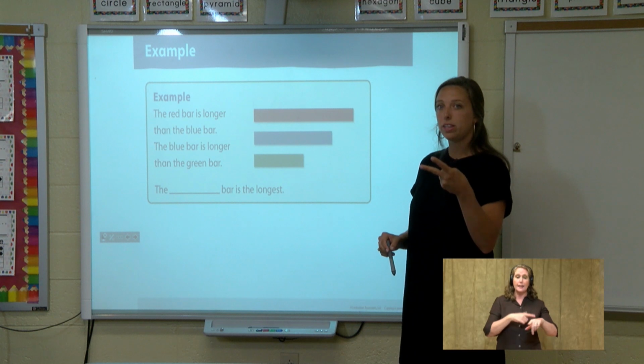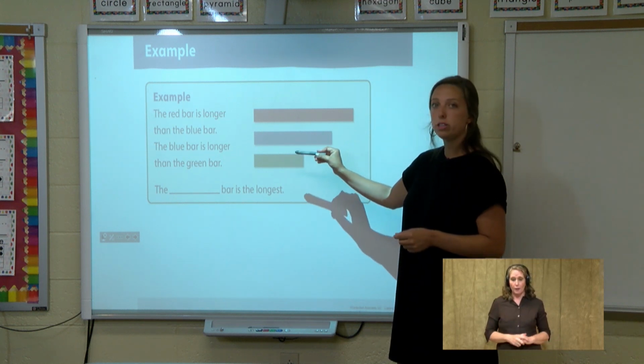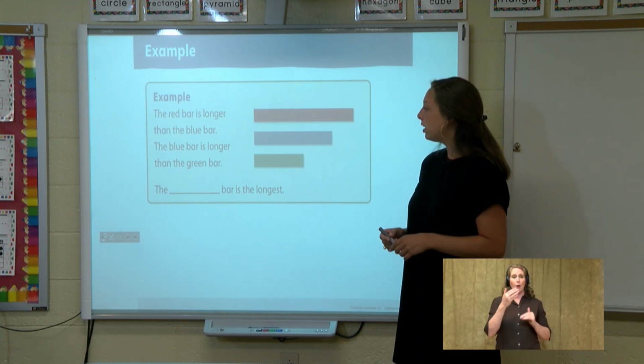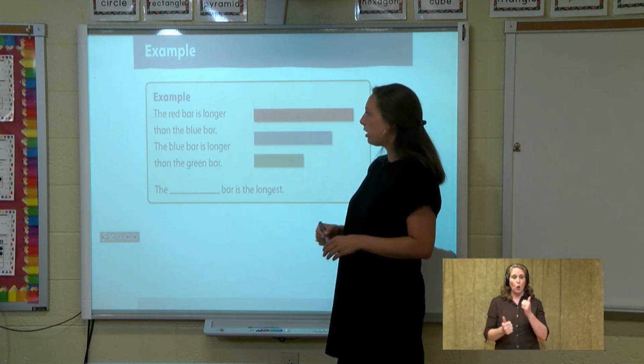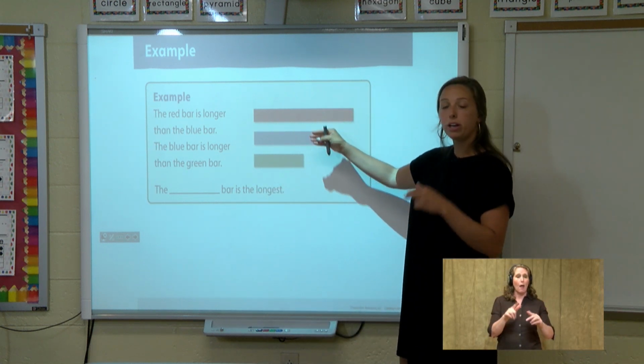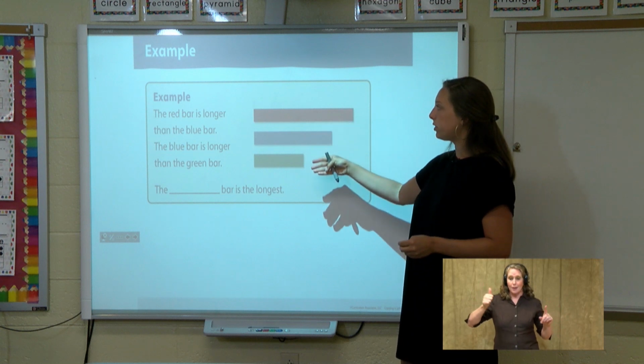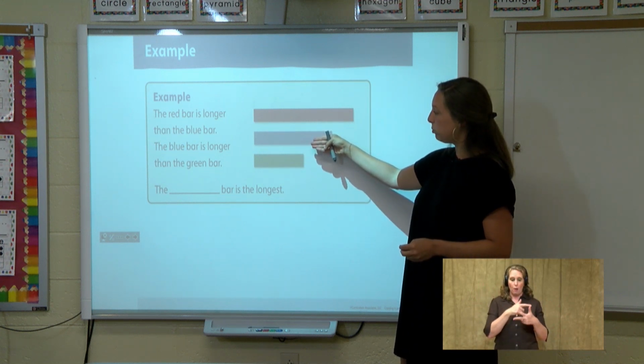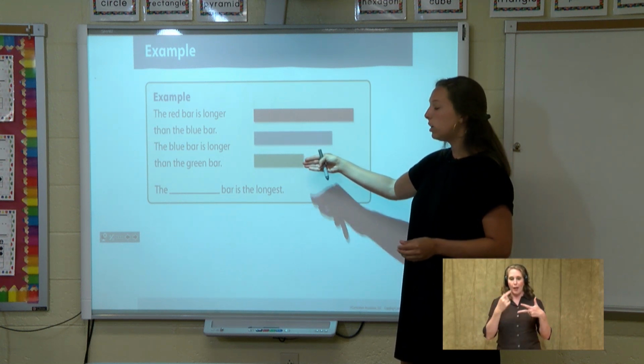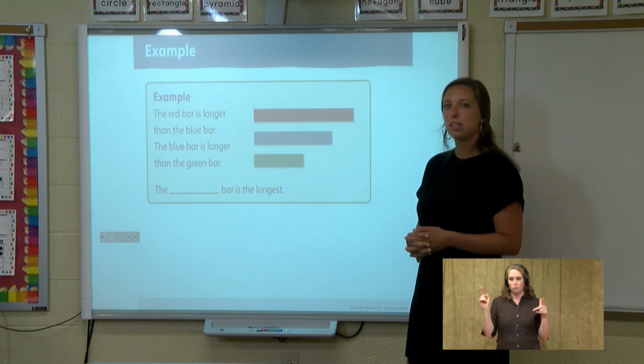So now we're comparing these two. This blue bar to the green bar. The blank bar is the longest. Now we're not comparing just two, we're comparing all three. The red bar is longer than the blue, and the blue is longer than the green. So what color bar would be the longest?